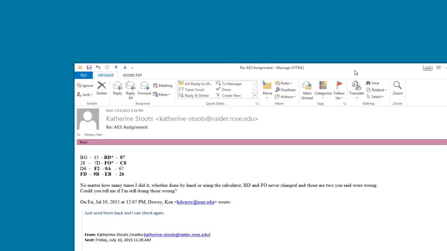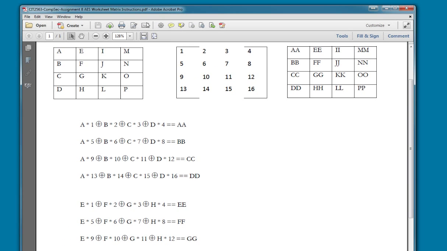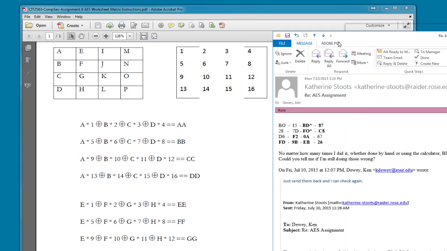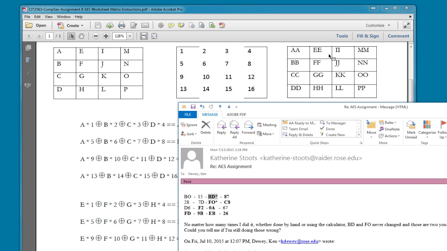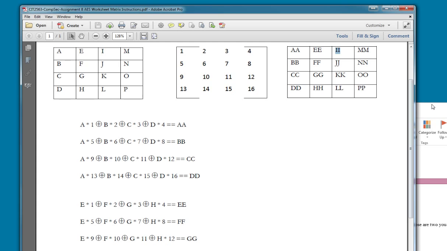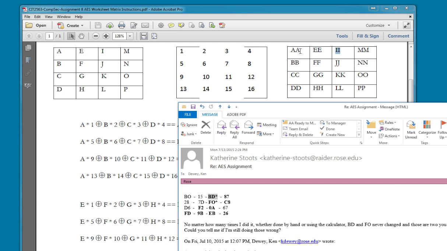Alright, here's the email you sent me. You said values BD and FO never changed and you can't get them correct. So I'm going to show you how to get the correct value for BD. Before we can get BD, we need to look at this right here. Now, if I bring your email back in here, BD is referring to this one up here. That would be your BO, that would be your 15, that would be your BD.